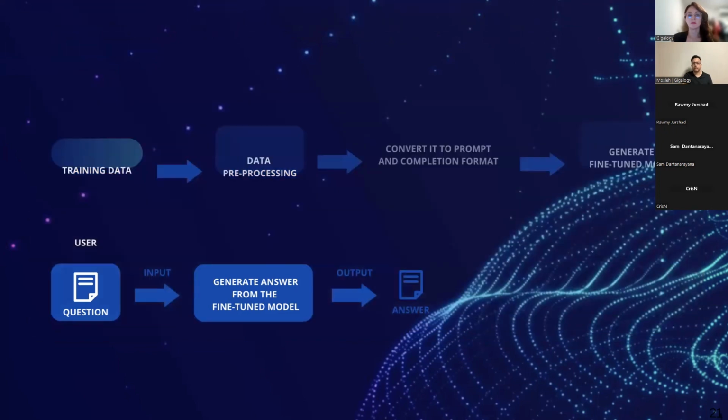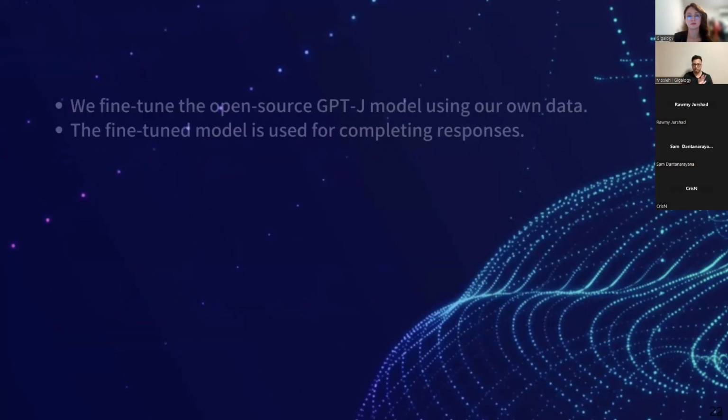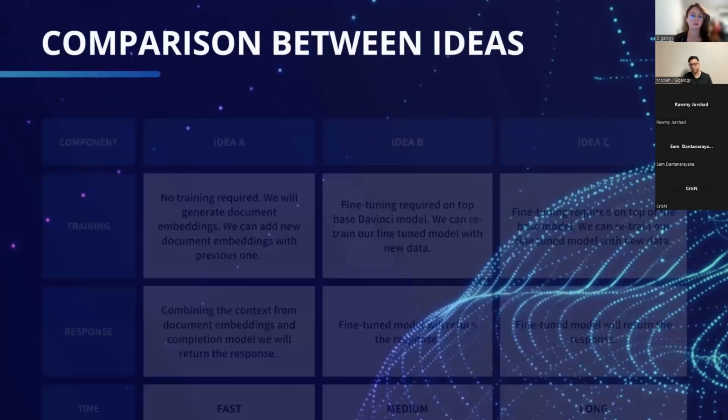And the third one is actually very similar to the second one, but in this scenario, instead of going with OpenAI's foundation model, let's pick an open source model. GPT-J could be one, and there are plenty of others at the moment, and fine-tune it with your own data. Let's take a quick look at the comparison between these ideas.